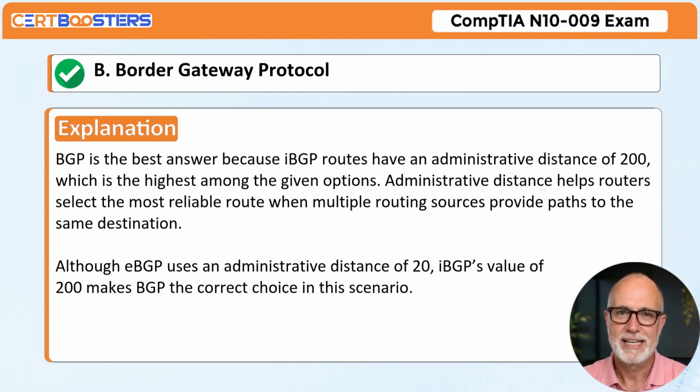Explanation: BGP is the best answer because iBGP routes have an administrative distance of 200, which is the highest among the given options. Administrative distance helps routers select the most reliable route when multiple routing sources provide paths to the same destination. Although eBGP uses an administrative distance of 20, iBGP's value of 200 makes BGP the correct choice in this scenario.